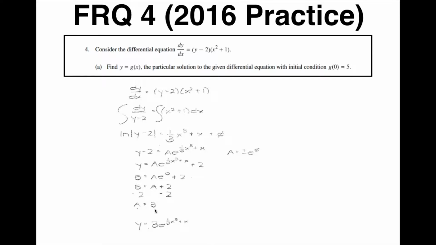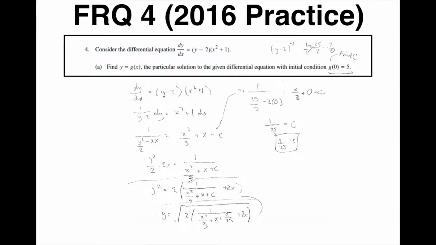But unfortunately, when writing the final answer, the student forgot to add the plus 2 in the end. So 1 point for separating the variables, 1 point for each integral, 1 point for finding the constant, and 0 points because of this tiny mistake. It's very sad, and we'll see it'll have more consequences.